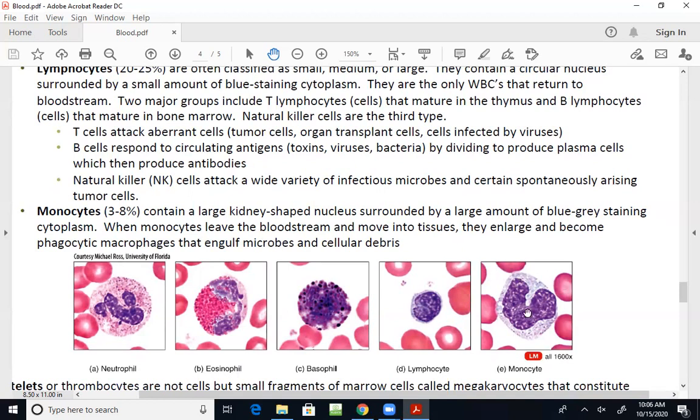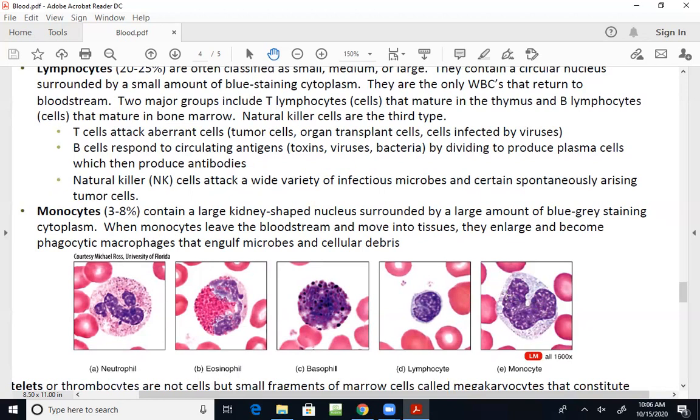Our final type of cells here are about 3 to 8% of our total cells. Monocytes have a kidney bean shaped nucleus surrounded by a large amount of blue-gray staining cytoplasm.